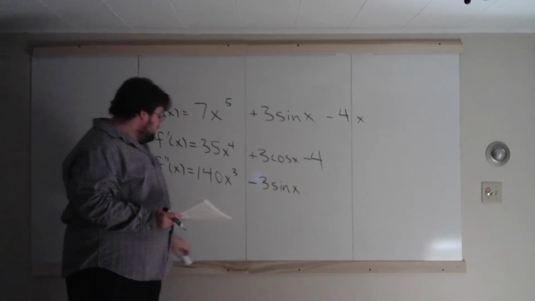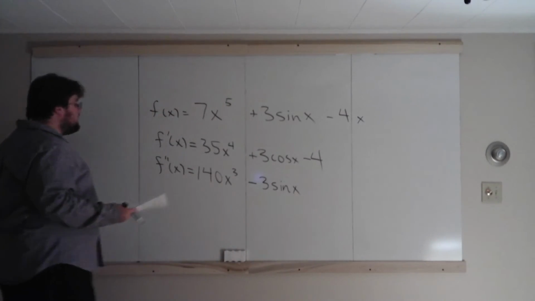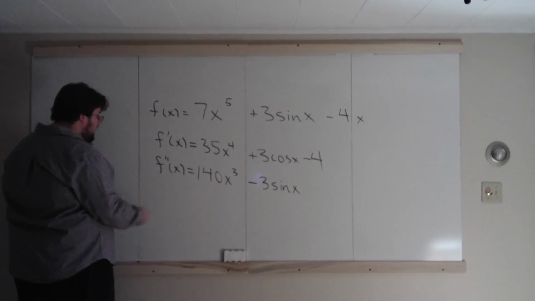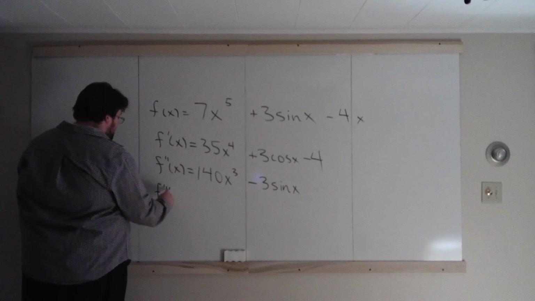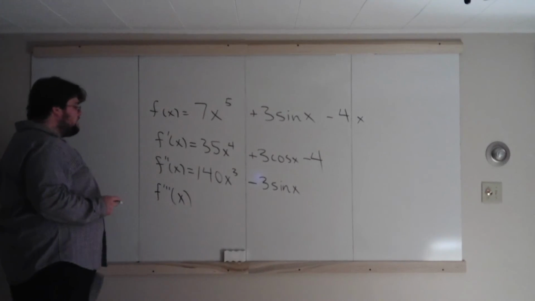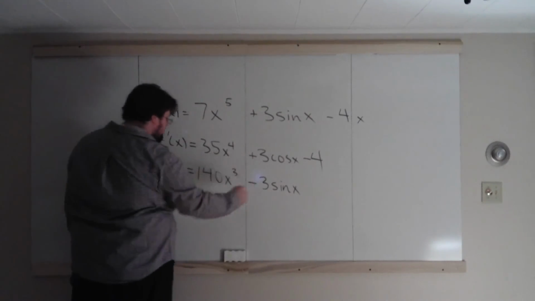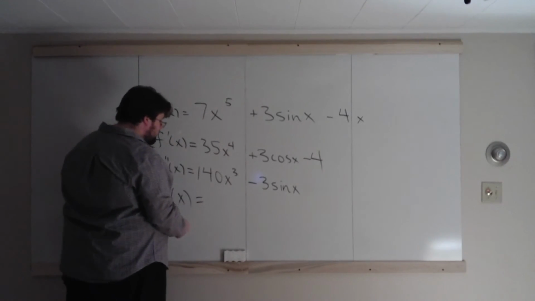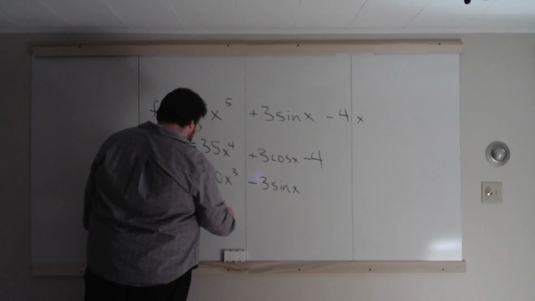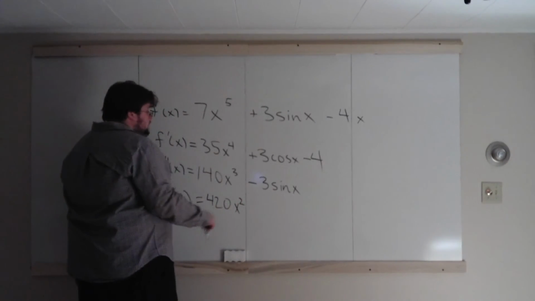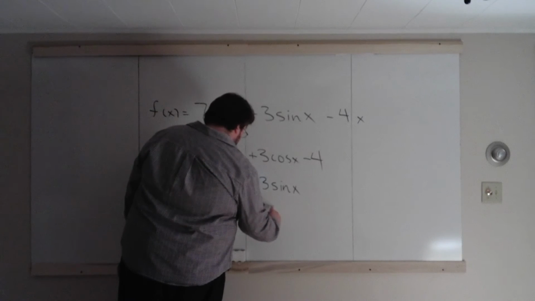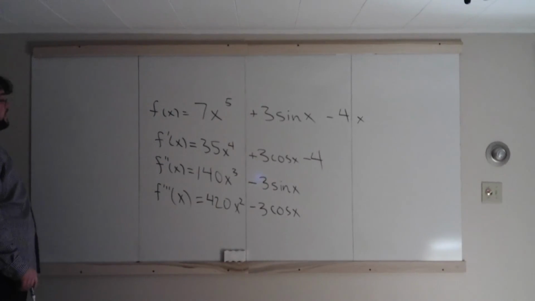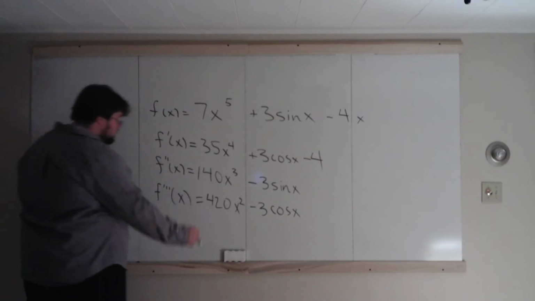Keep going. So, new example, find a bunch more of these next derivatives. Find some higher order derivatives. In other words, keep going. So the third derivative, well, we do the same thing, the derivative of the second derivative. 140 times 3 is what? 420, because 14 and 3 make 42. x squared. Derivative of sine is cosine. So derivative of negative 3 sine is negative 3 cosine. And so on. Let's find the fourth derivative.